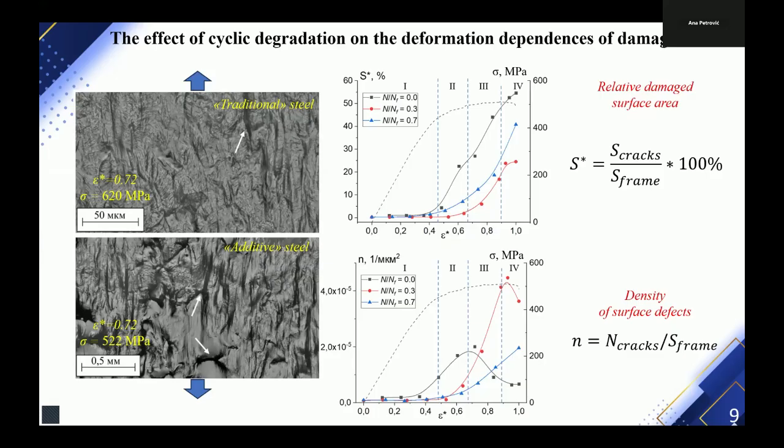But after we start to make a tension, you can see the increase and decrease in the density of surface defects curves. It connects with the coalescence of microcracks in the third stage of tension. We don't see it in the material after a big number of cycles, and we see the coalescence in the final stage of fracture in the material with 0.3 relative durability.